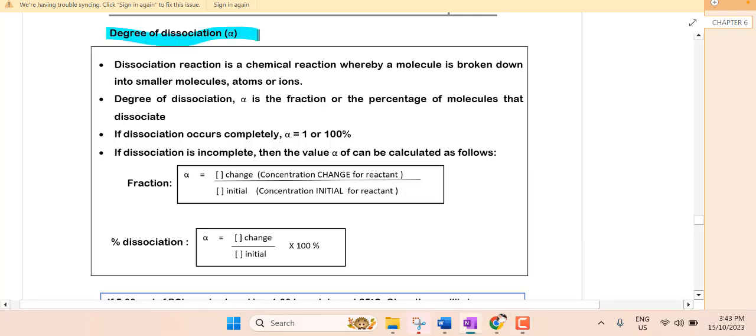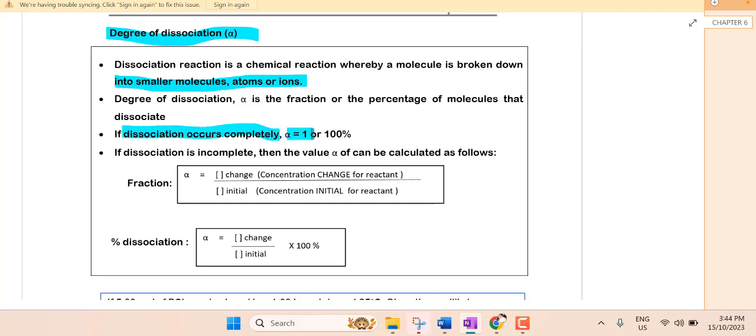So, degree of dissociation, alpha. A dissociation reaction is a chemical reaction whereby a molecule is broken down into smaller molecules, atoms or ions. So in this case, the reactant is a molecule that is broken down into smaller molecules, atoms or ions. If the dissociation occurs completely, alpha will be 1. If you calculate the percentage of dissociation, it will be 100.